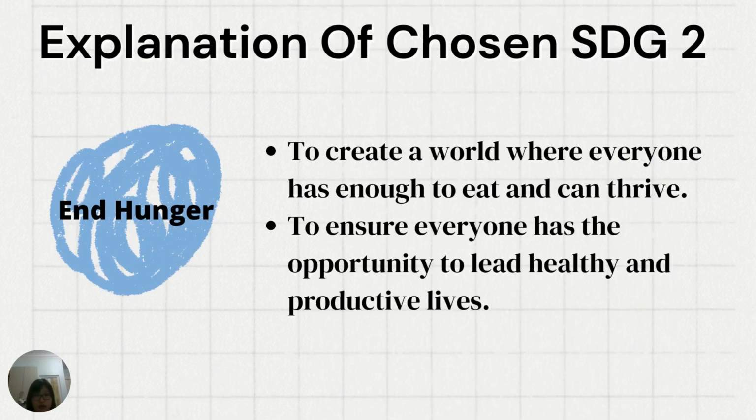Next, we will come to our explanations. Here are some explanations of the chosen SDG 2. The first one is to end hunger. It aims to create a world where everyone has enough to eat and can thrive. It also wants to ensure everyone has the opportunity to lead healthy and productive lives. It is not just about eating food to fill our stomachs and feel full. We also need to consume nutritious food to ensure we stay healthy.